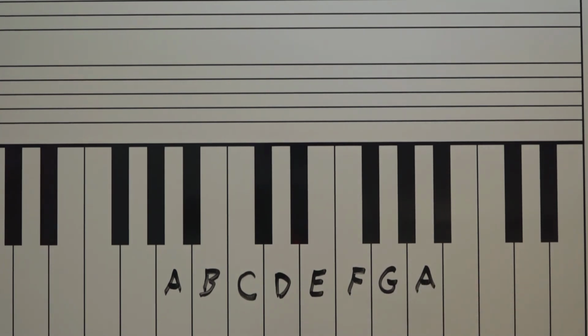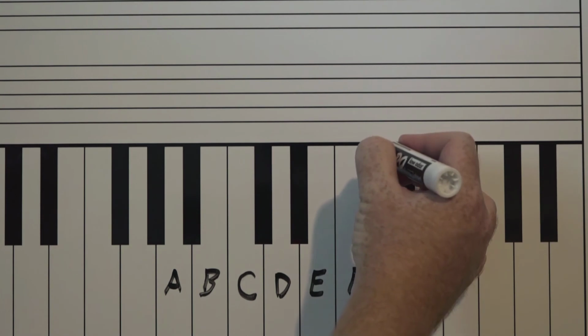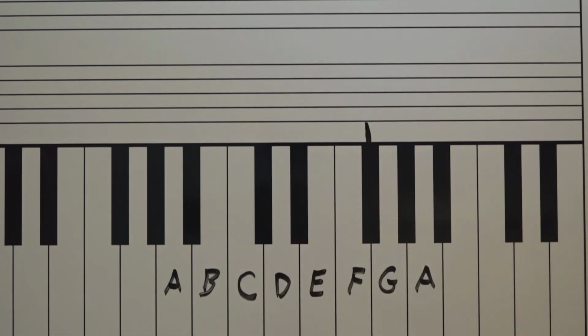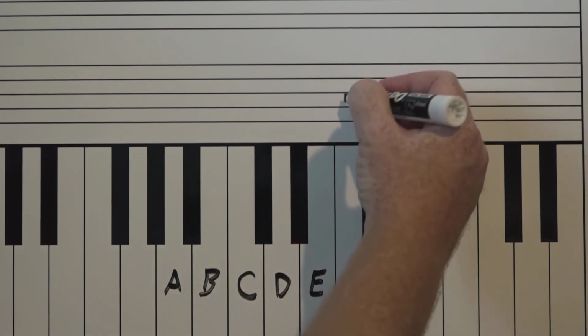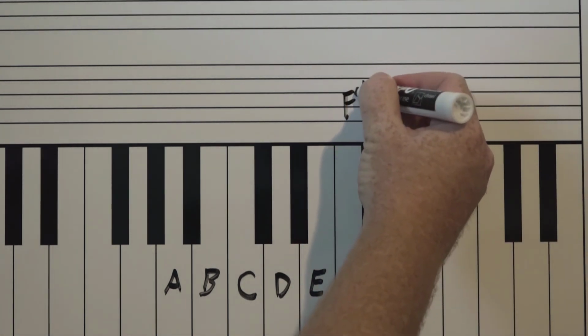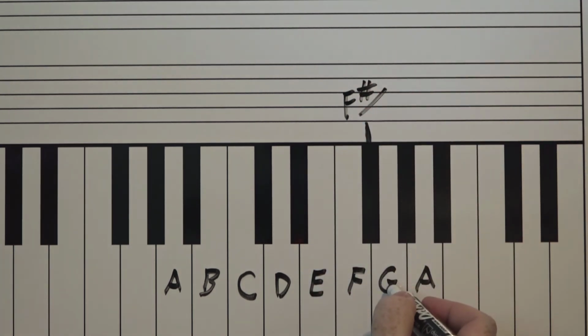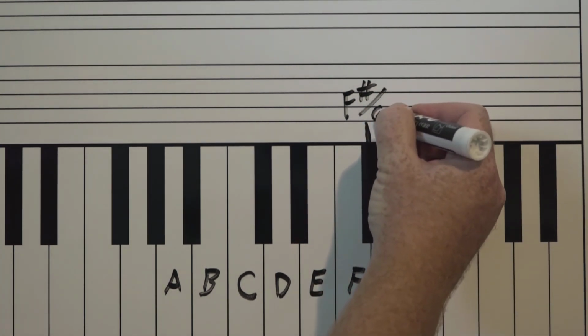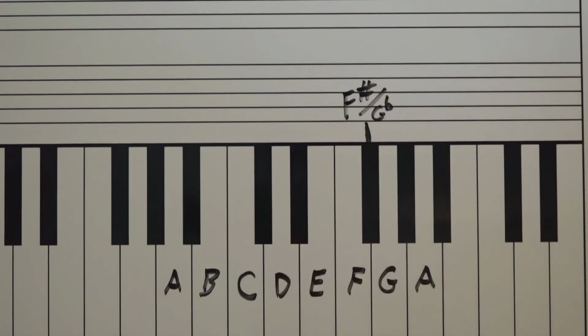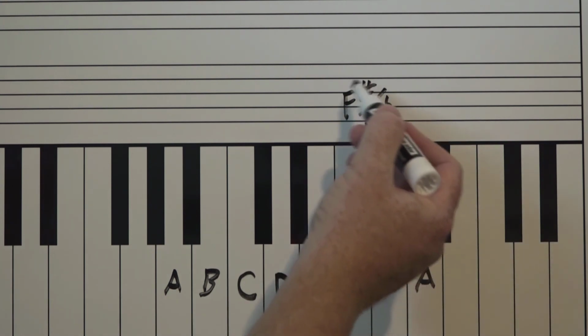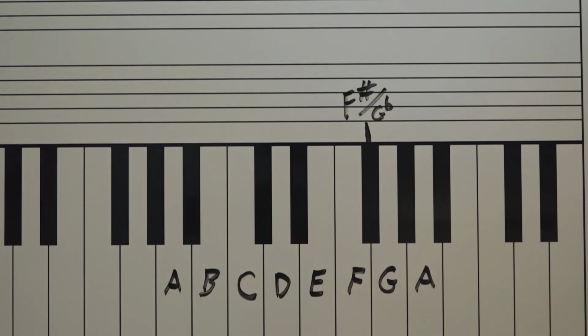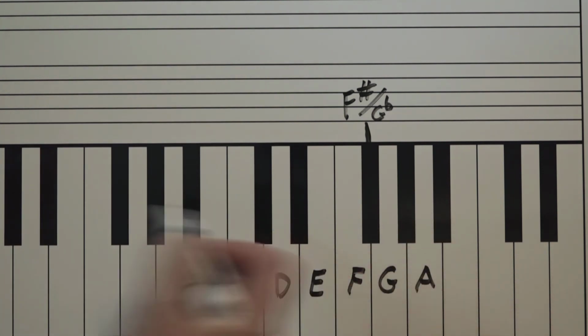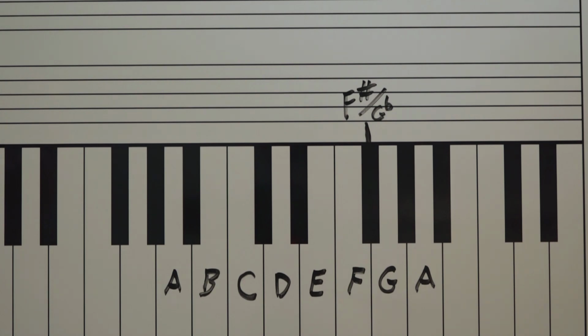So for example, this one right here, notice between F and G there is a note. It is higher than F, so it is F sharp. It is also lower than G, so it is a G flat. So that is an enharmonic pitch. And that's how you get to those black keys on a piano.